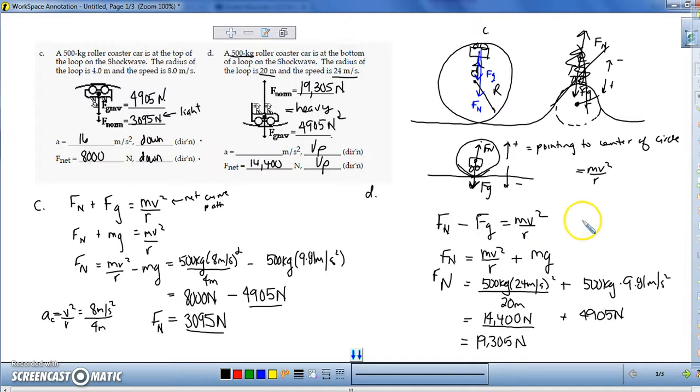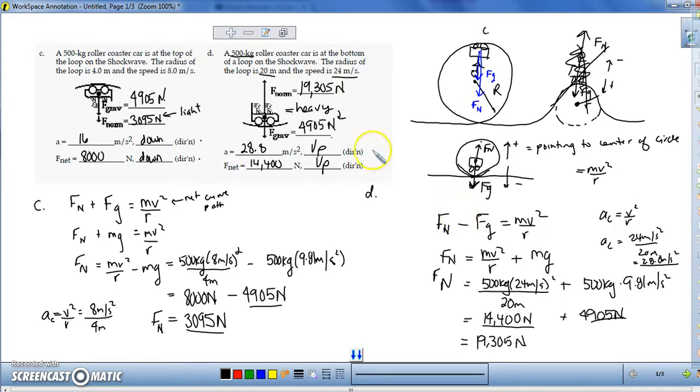So the acceleration, you can figure out, I like just doing a_c is v squared over r. With that said, a_c is going to be 24 squared divided by 20. That gives us 28.8 meters per second squared. Squish it in here. Okay, and there you have it.